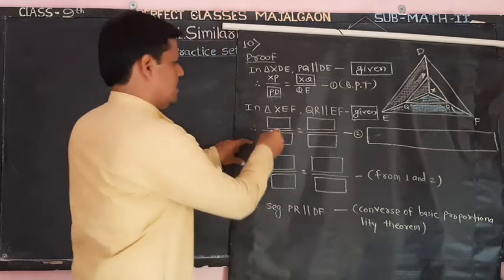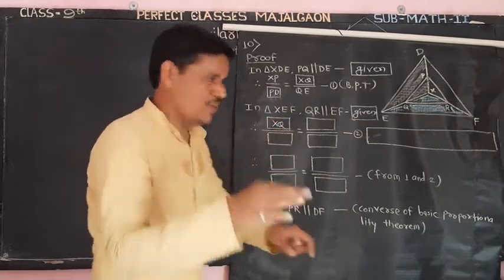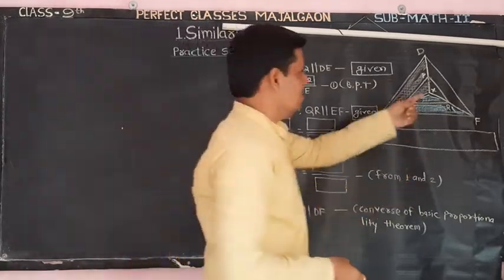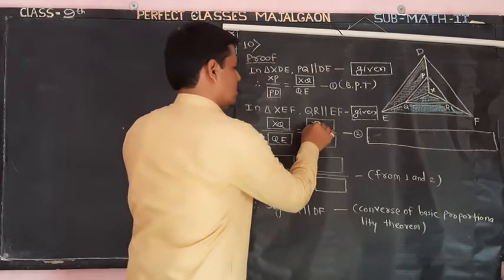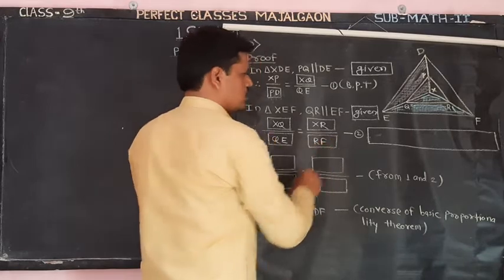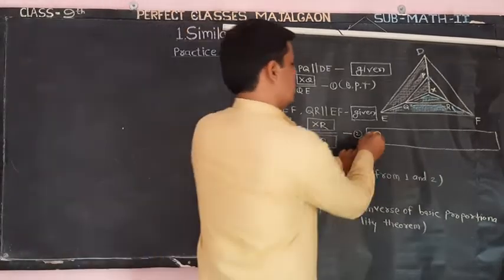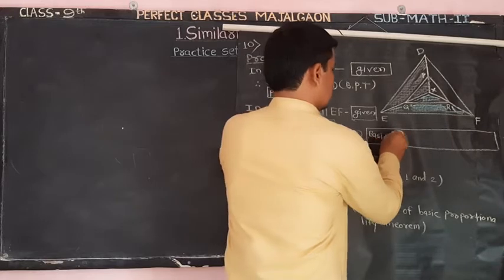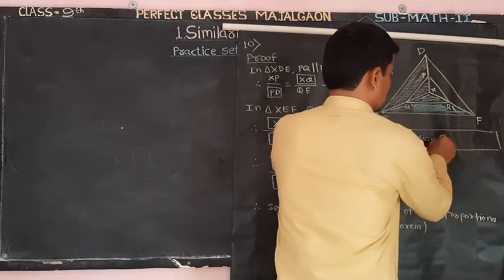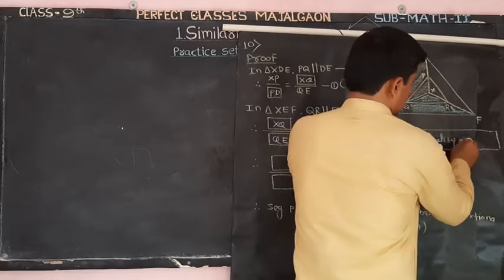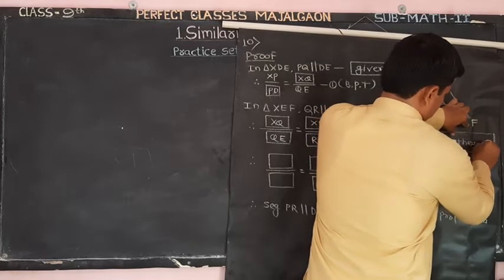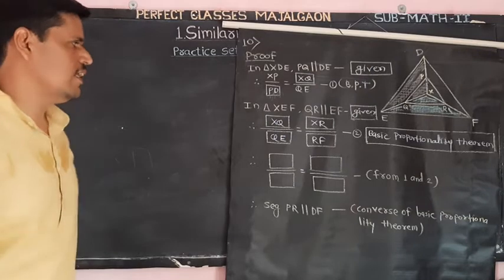XQ upon QE equals XR upon RF. Name that equation 2. What is the reason? Basic proportionality theorem. Right, there is a basic proportionality theorem.